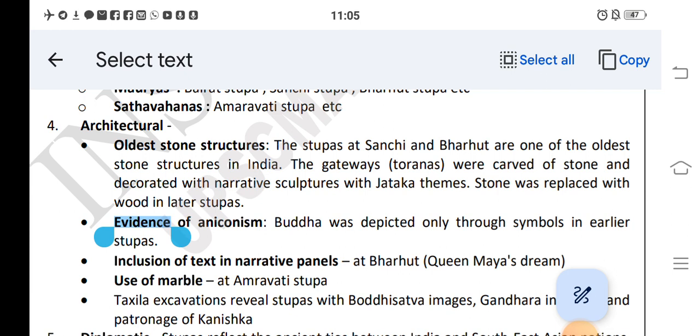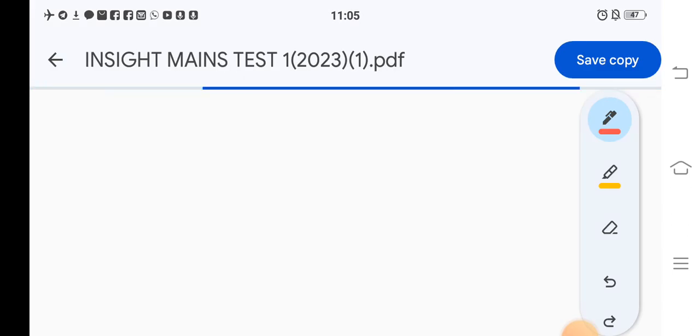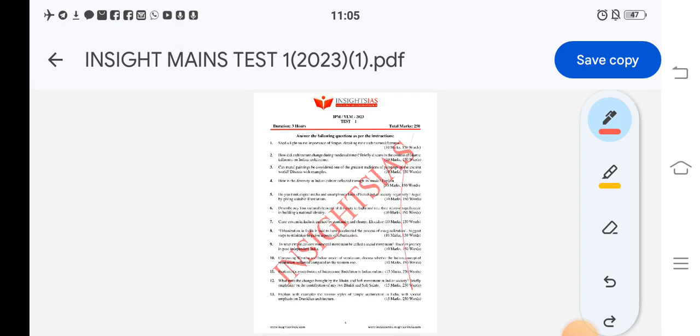decorated with narrative sculptures of the Jatakas. The stone was replaced with wood in the later stupas. Evidence of anachronism: the Buddha was depicted only through symbols in earlier stupas. Inclusion of text in the narrative panels. Bharhut: Queen Maya's dream. Use of marble in the Amaravati stupas.